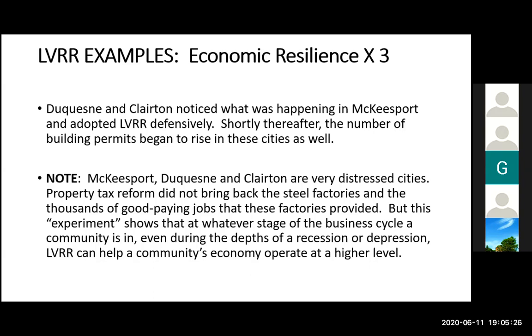Now, one final note before I leave this example. If you go to McKeesport, Duquesne, or Clairton today, you will see that these are very distressed cities. The property tax reform that they enacted did not bring back the steel factories and did not bring back the thousands of good-paying manufacturing jobs that these factories provided. But what this experiment shows is that at whatever stage of the business cycle a community is in, and even during the depths of a recession or depression, land value return and recycling can help a community's economy operate at a higher level than it otherwise would.